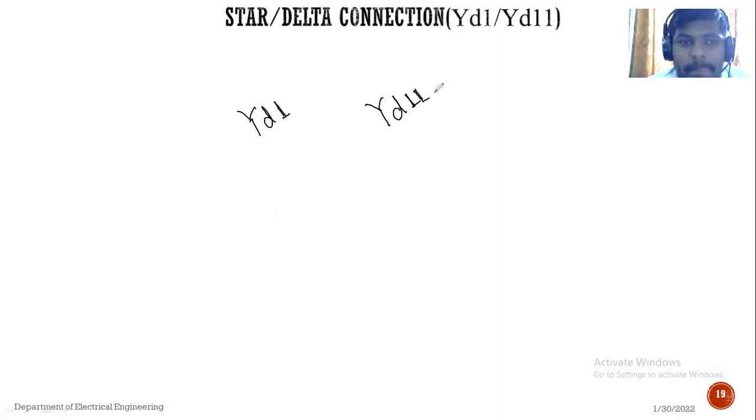Now today we will discuss the next type of connection. The next possible type of connection is the star-delta connection. In the case of star-delta connection, we will discuss star-delta 1 and star-delta 11. What is the meaning of 1 and 11? What is meant by star-delta 1, and star-delta 11? This is one of the vector groups, star-delta 1 and star-delta 11.